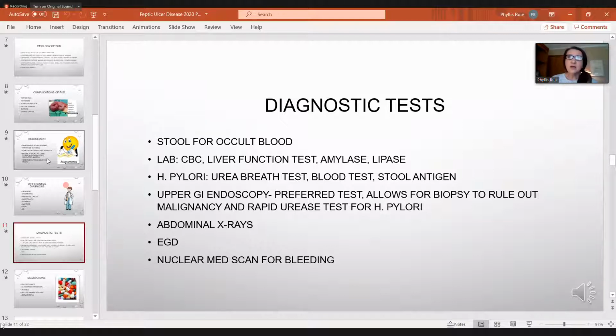We can also do abdominal x-rays. That's not going to show us a lot as far as the ulcer itself. It will show us if there's a perforation, because if we see free air on an abdominal x-ray, that is not good. We do not want to see free air on an abdominal x-ray.